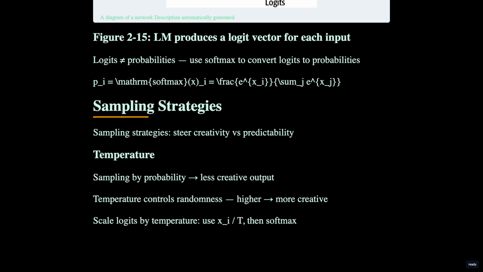Temperature is a scalar T that divides each logit before we apply softmax. The adjusted logit is x_i divided by T. This scaling changes the distribution shape. Larger T makes probabilities more uniform, softer; smaller T makes them peakier, sharper. After scaling, we apply softmax to the adjusted logits to obtain the final probabilities.